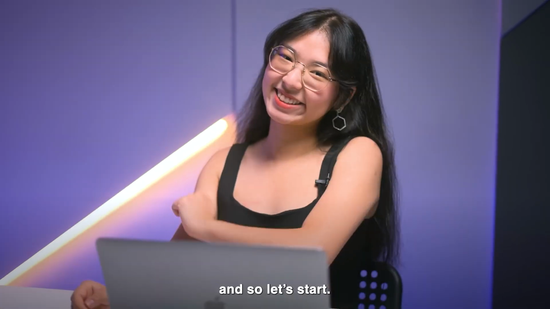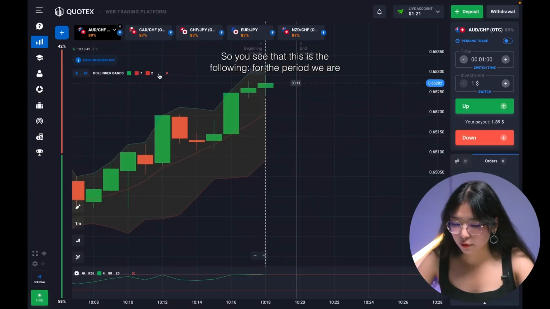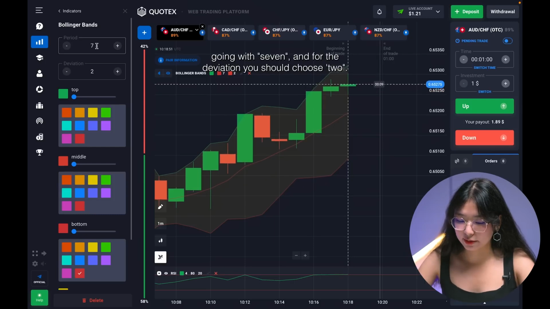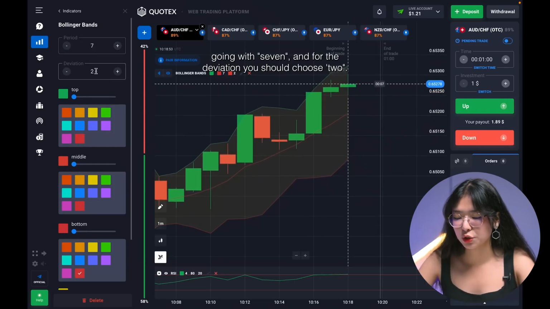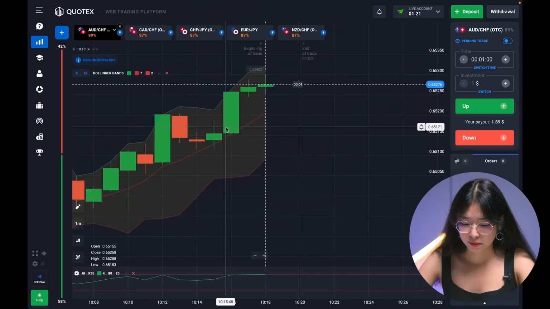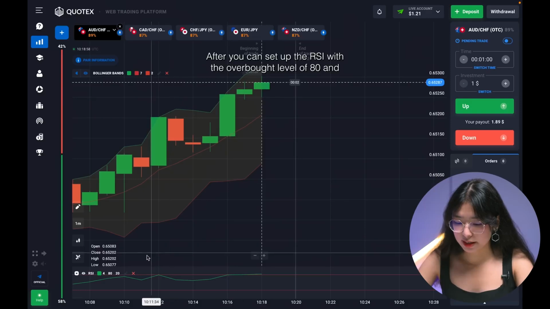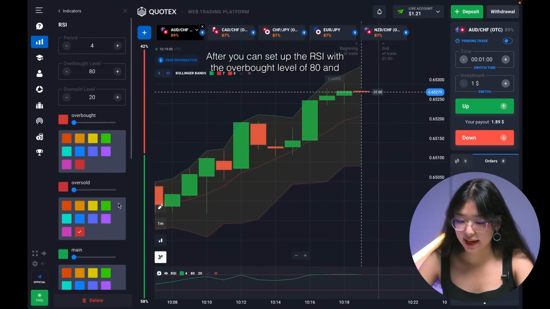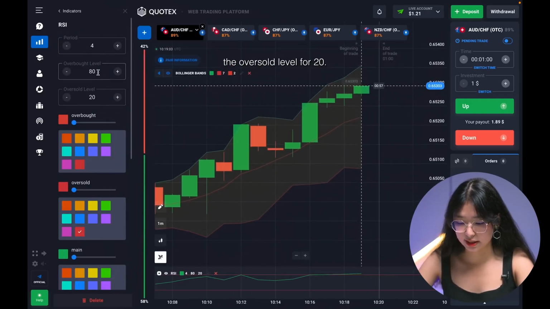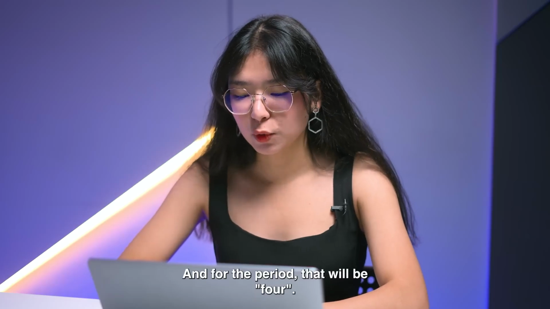And let's get started. So guys, you see the following. For the period we are going with 7. For the deviation you should choose 2. After that you can set up the RSI with the overbought level of 80 and the oversold level of 20. And for the period that will be 4.